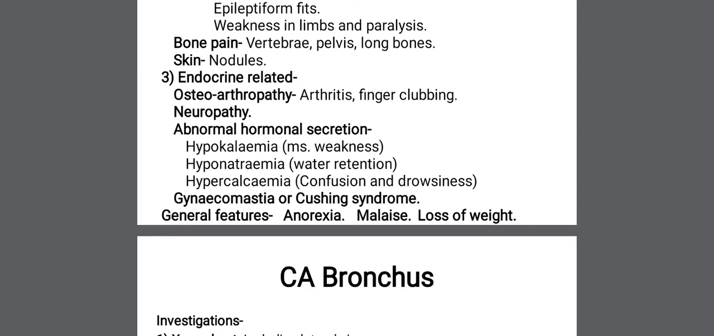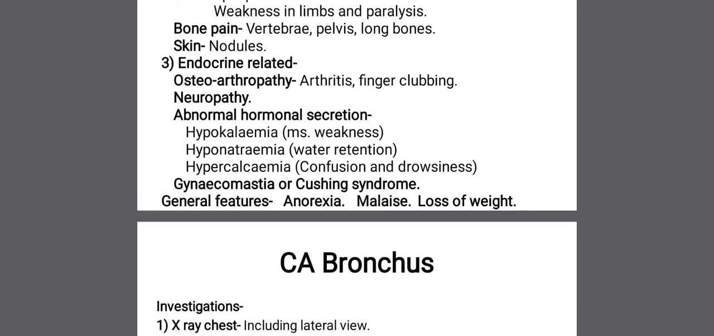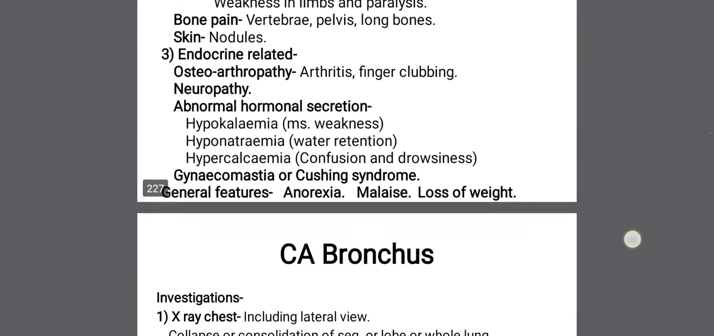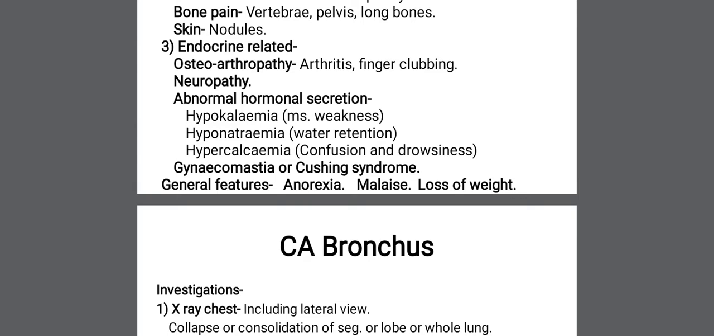These symptoms are because of the primary tumor, or the symptoms may be because of secondary deposits to various organs like brain, bones, skin, or endocrine glands. And the third one is because of involvement of endocrine gland, that is endocrine related symptoms.